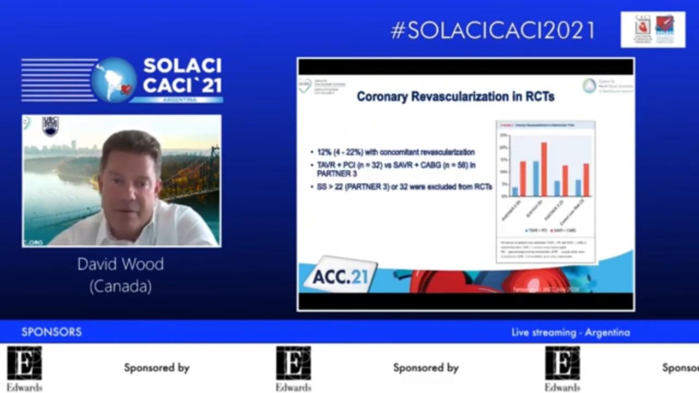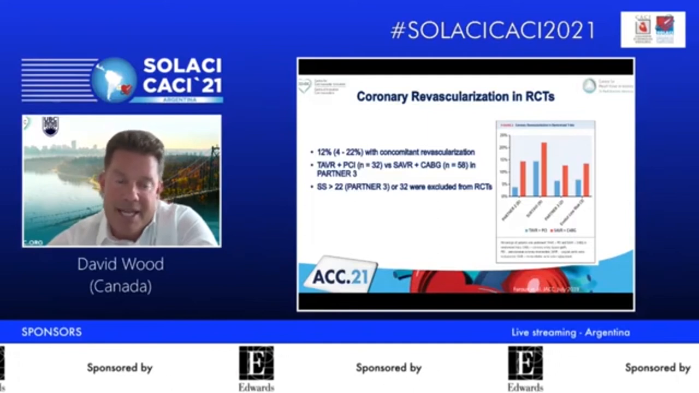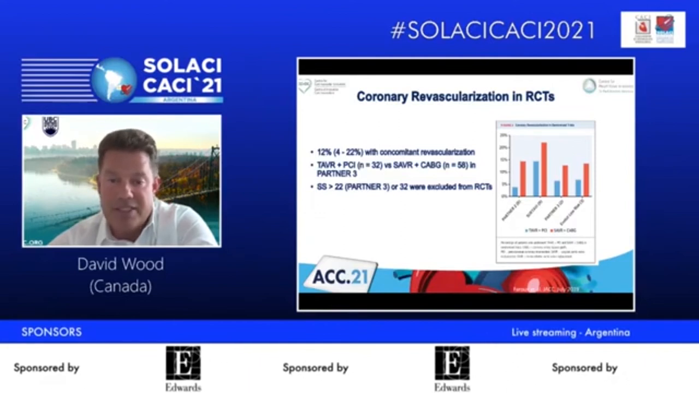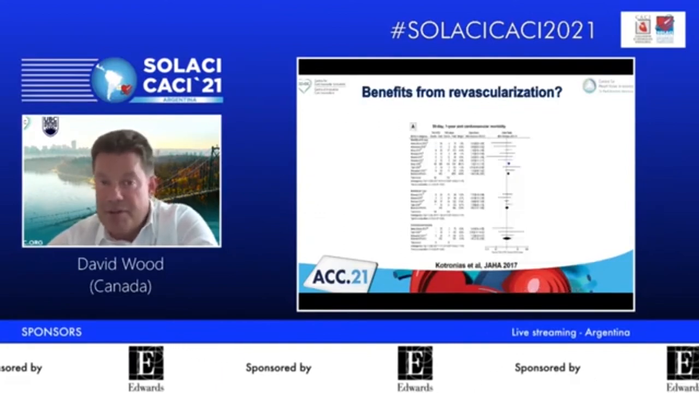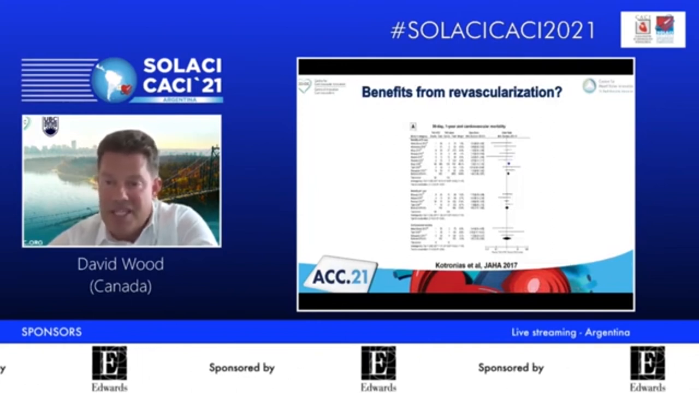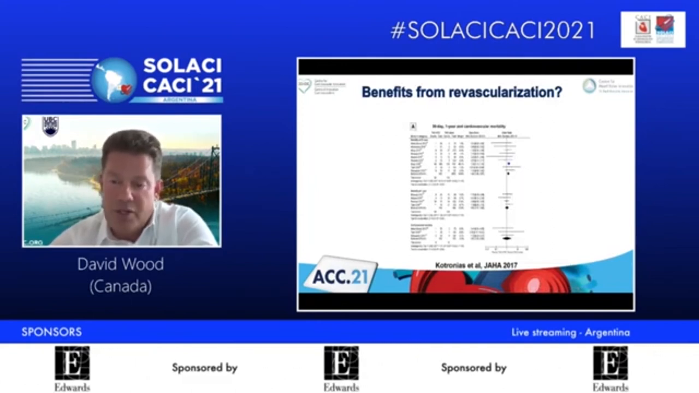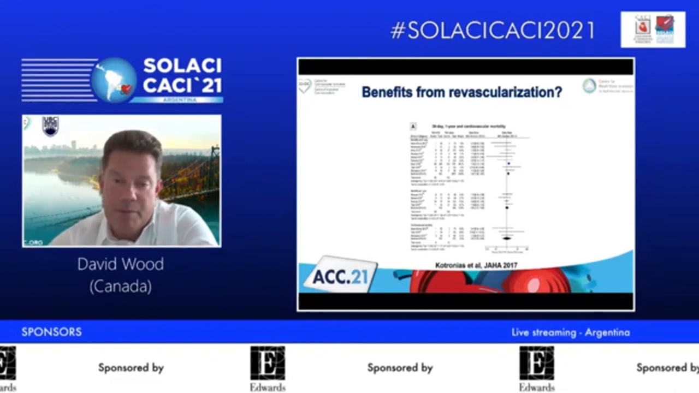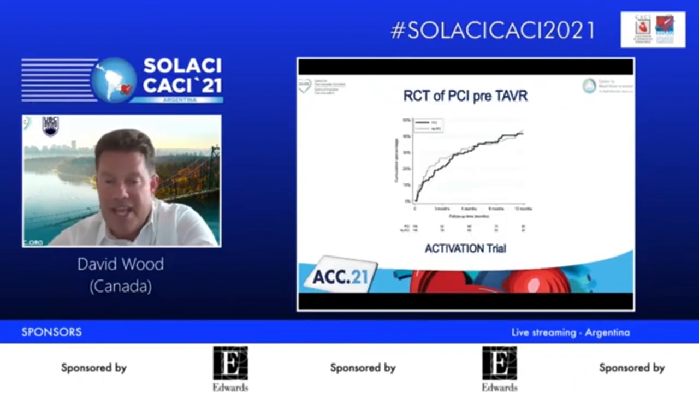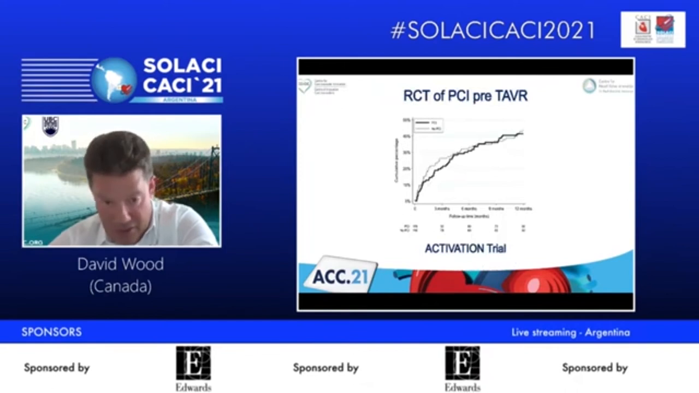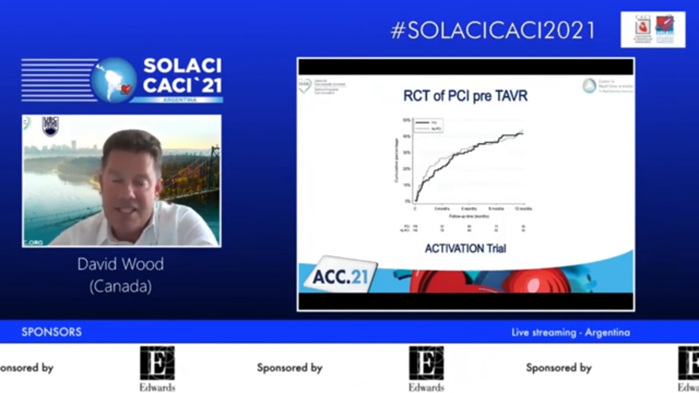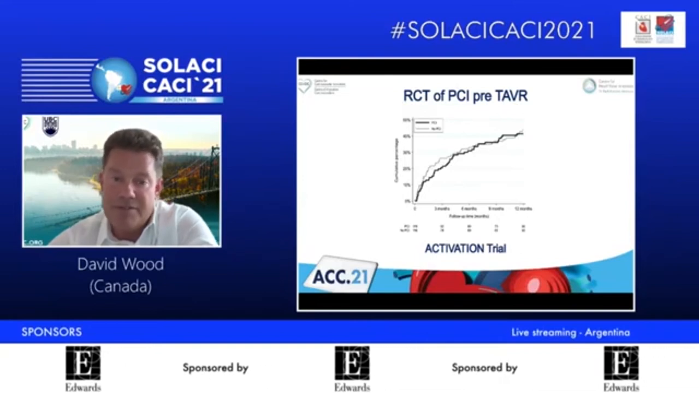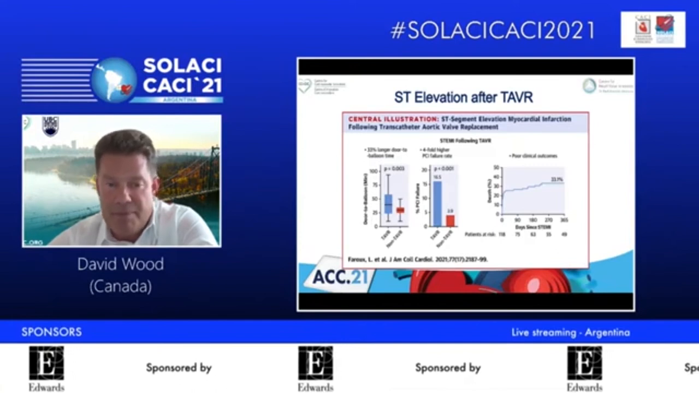We know in the trials about 1 in 10 have concomitant revascularization, but very low when you look at the low risk Evolut trials as well as the PARTNER trials. The benefits from revascularization are unknown. So whether you decide to revascularize these patients before, during, or after TAVR, we clearly don't have a signal. We think there might be benefit, but we don't know. There's equipoise. We have the ACTIVATION trial, which unfortunately took a long time to recruit in very small numbers. And again, it included patients with prior surgical revascularization, which made it a little more difficult to interpret.